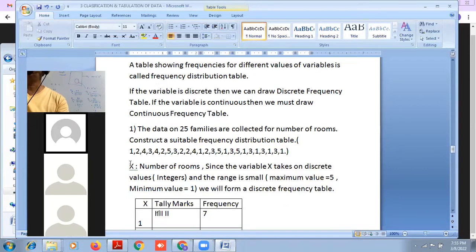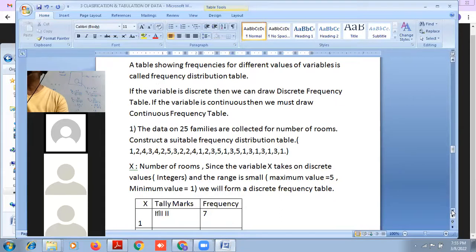The variable has to be denoted by a letter like x, y, z. Here I have taken x, the number of rooms. Since the variable x takes only discrete values, integers, and the range is small, with maximum value 5 and minimum 1, we will form a discrete frequency table.